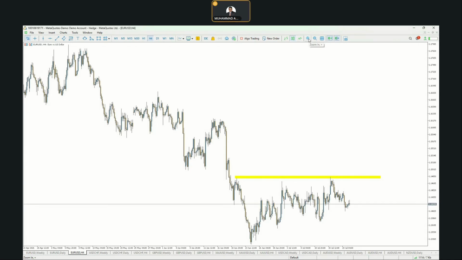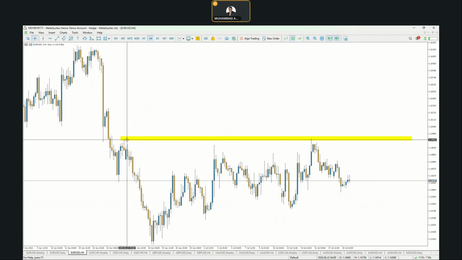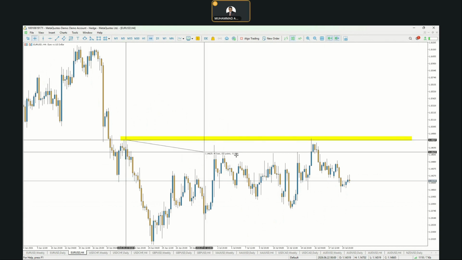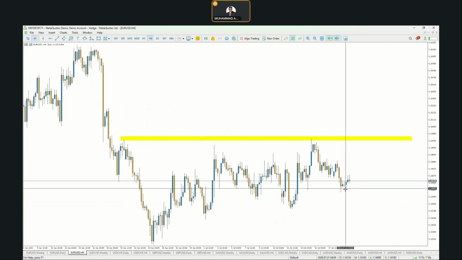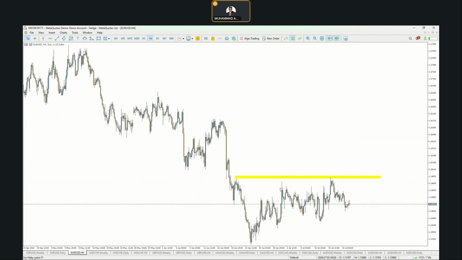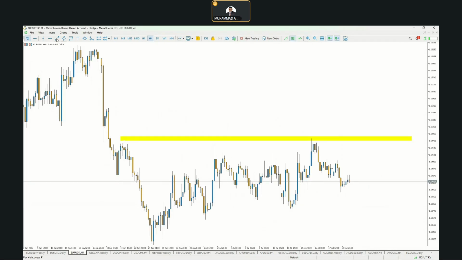If I zoom in a little bit, you can see that this was the resistance and the market exactly hit that level, dropped a little bit. But the way the market is behaving, it's actually inching up over here. What I mean by that is you can draw a simple trend line. Okay, here's another one.